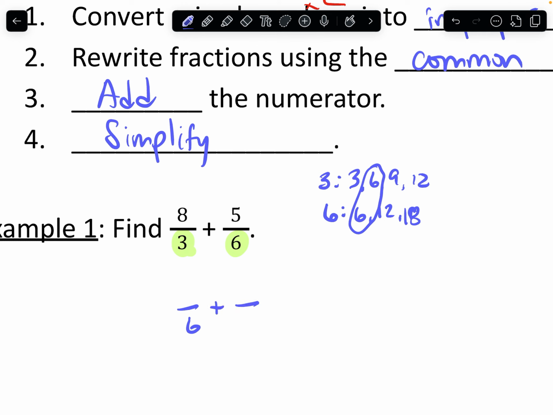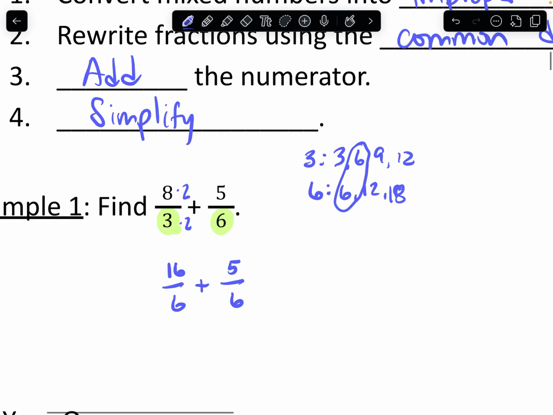So I'm going to rewrite both of these to be out of 6. So now you have to rewrite this first one. How do I go from 3 to 6 by multiplying a number? I multiply it by 2, both on top and bottom. So whatever I do to the top, I also have to do to the bottom, and vice versa. 8 times 2 is 16. The second one, do I need to change it at all? No, because it's already over 6. I'm just going to copy that down.